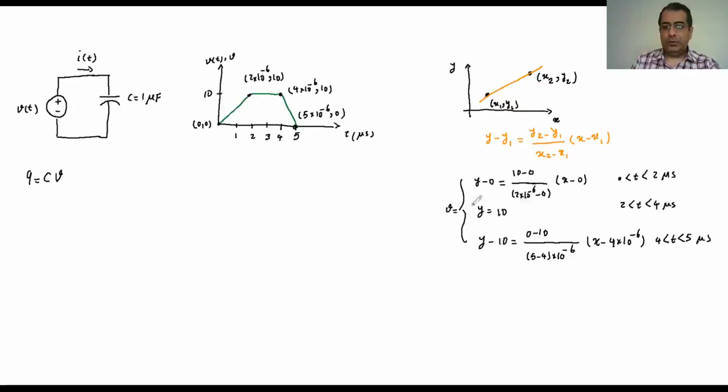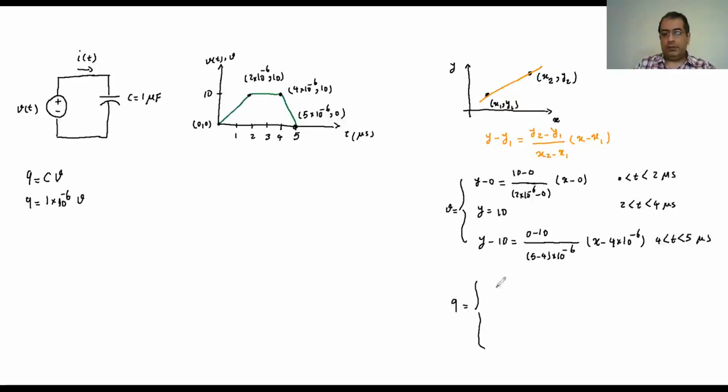And by knowing these v's, we can go ahead and look at this equation. So q is cv, so basically c is 1 microfarad, which is 1 times 10 to the negative 6, times v. So this is how we get the q. If I multiply each of these equations by 10 to the negative 6, I'm going to get the value of the q.